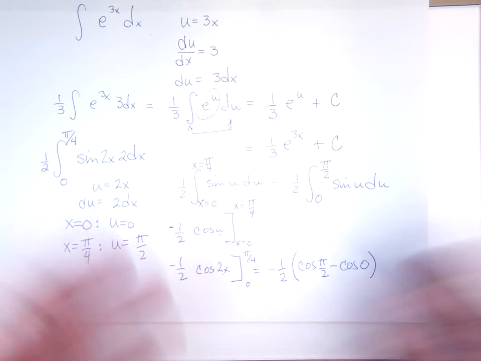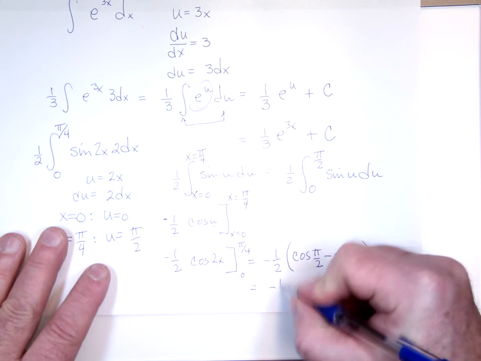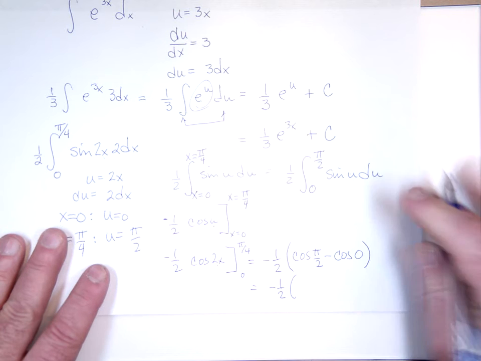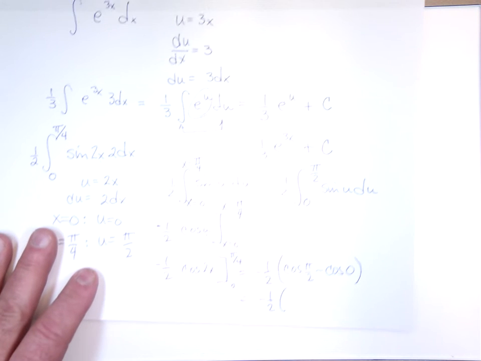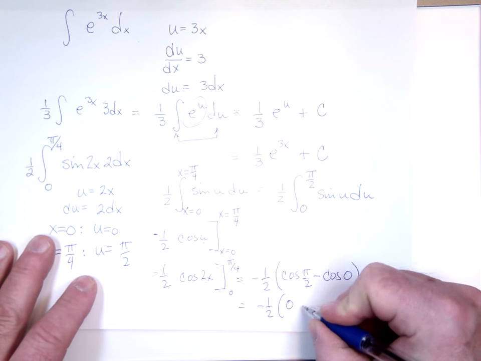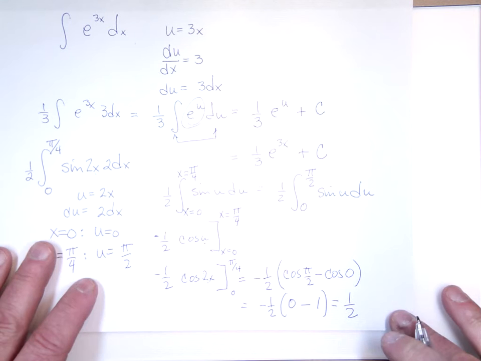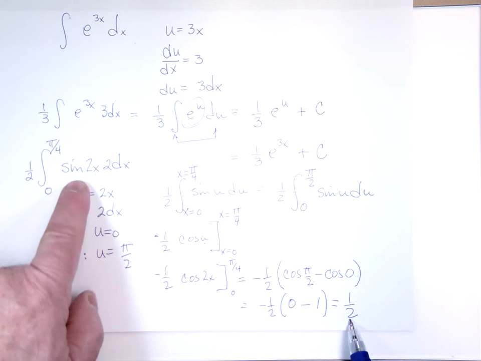What's this equal to? Negative 1/2 times the cosine of pi over 2 minus the cosine of 0. What's the cosine of pi over 2? Okay, 0. What's the cosine of 0? 1. We get 1/2. That would be our answer. Okay, that's our answer here. This integral is 1/2.